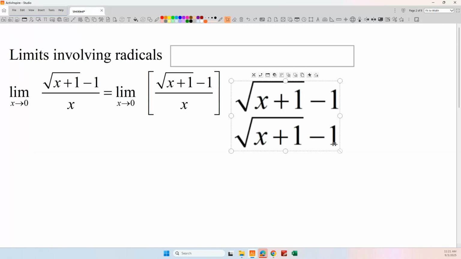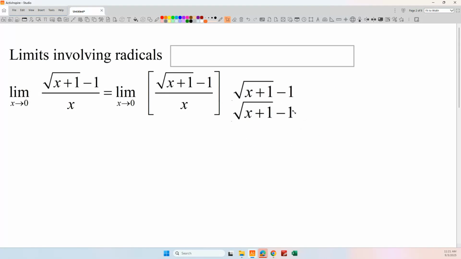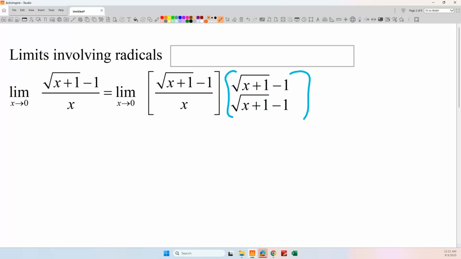Oh, what if you make two separate fractions? No, because we did that like plus one. So if I did this and I FOILed this out, what am I going to get?